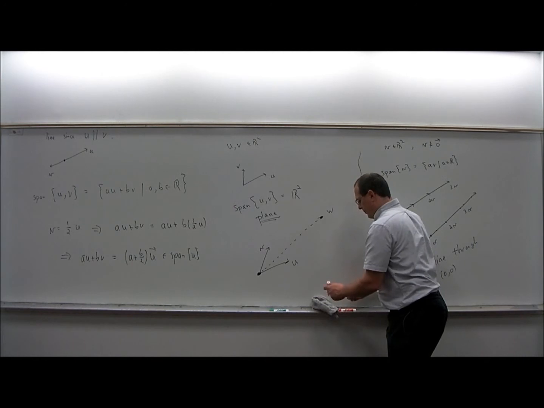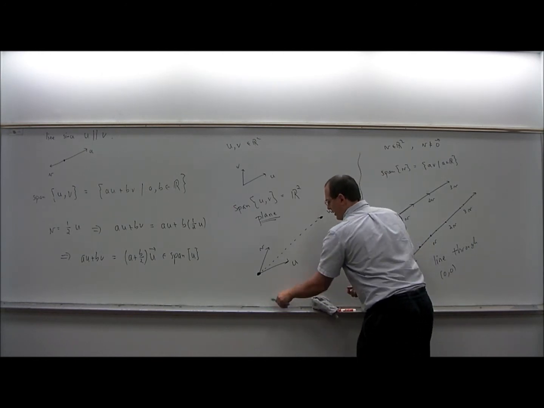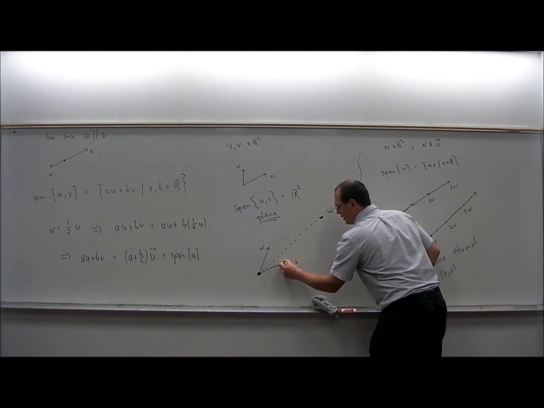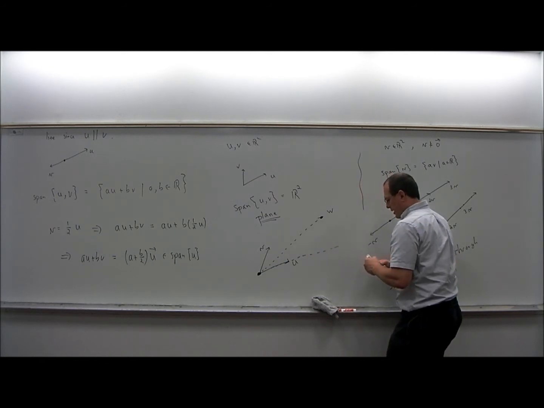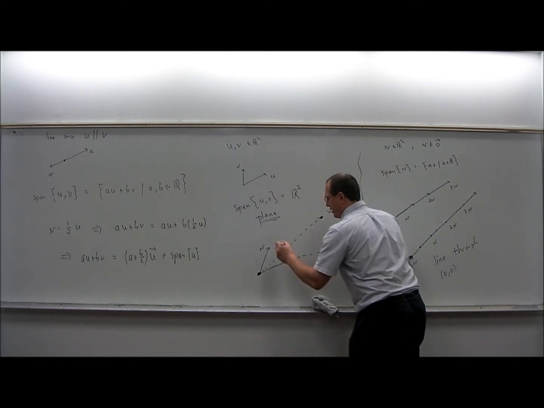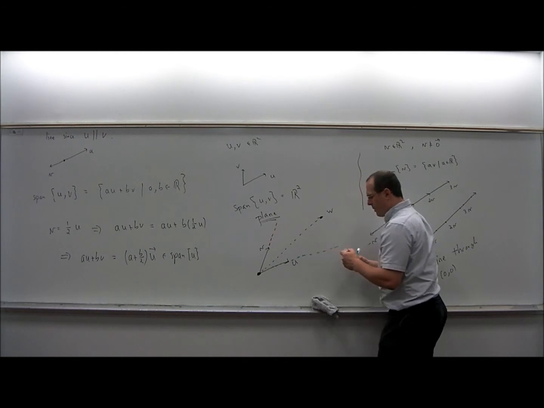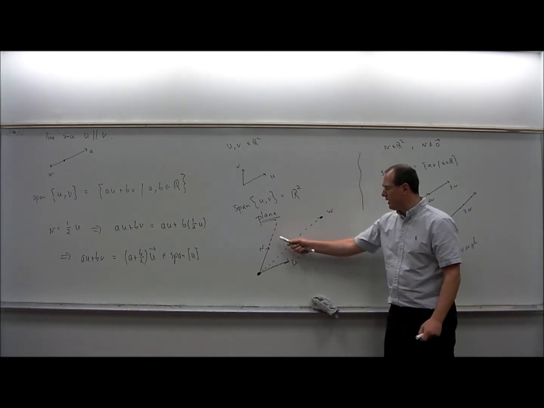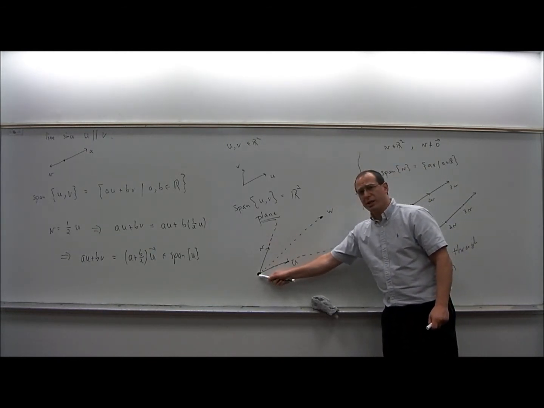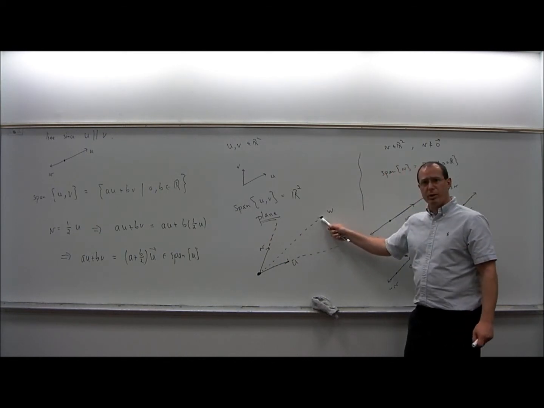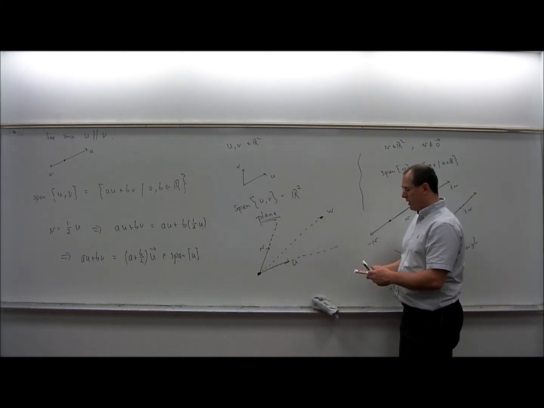So to see this, let's extend out the vector u a little bit, extend out the vector v a little bit, and then make a parallelogram with sides parallel to u and v, and using the origin and the terminal point of w as a diagonal.